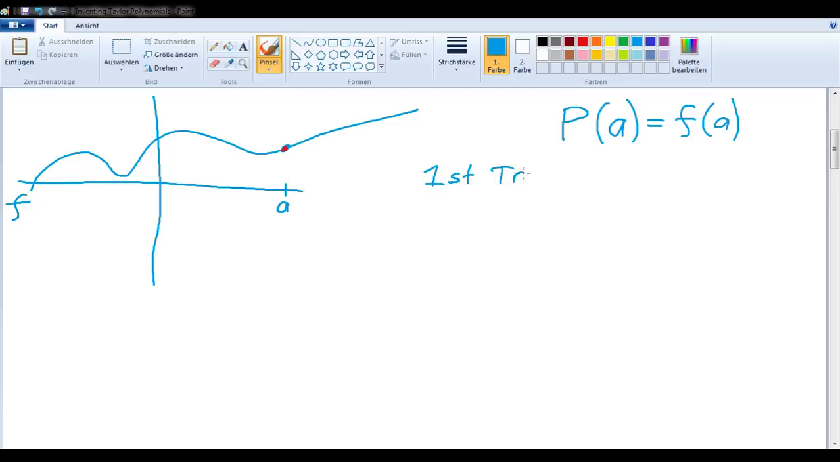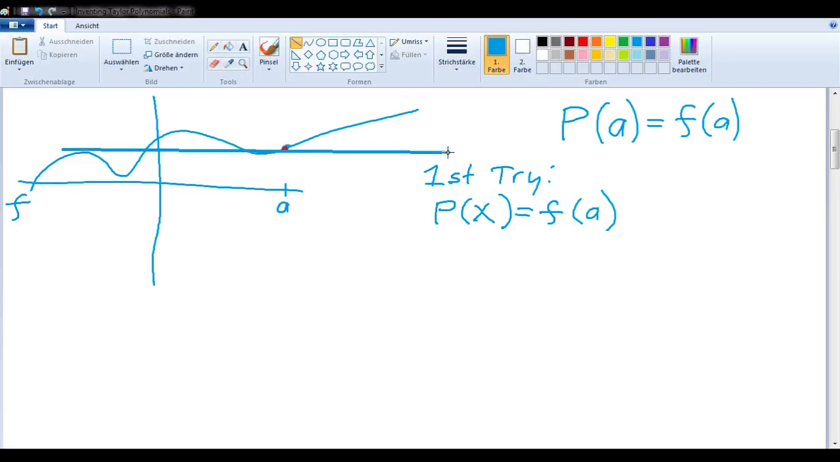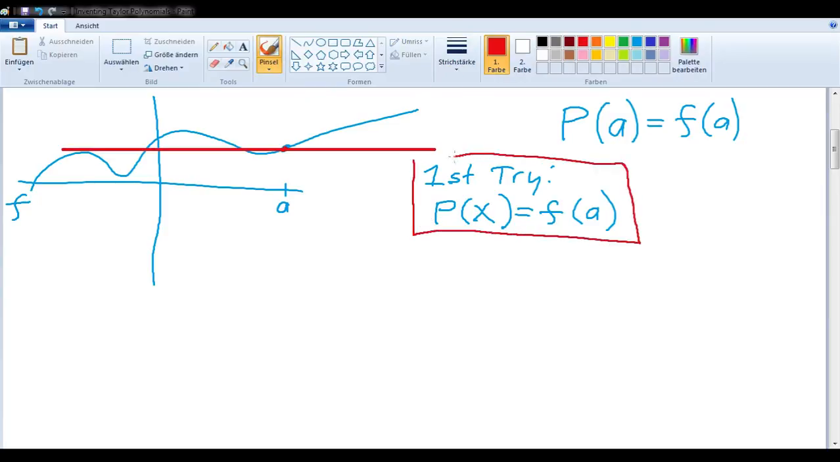First try. Our first try is just going to define the polynomial function to be f of a. In other words, we're just going to have this constant function. That's the first try. Let's make that red so that all of our approximations will be in a different color so we can see them. That's our first try. Not such a great try, but we see that it does emulate the function a bit. At least it shares the point at A. Now, the next question is, what could we do from here?